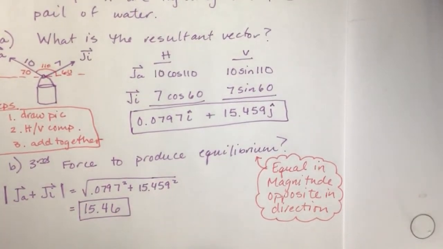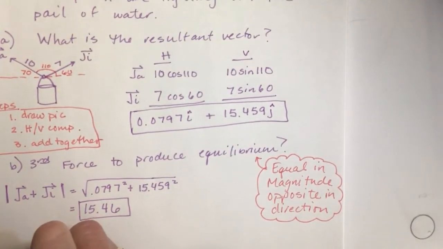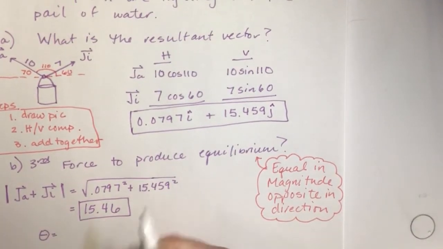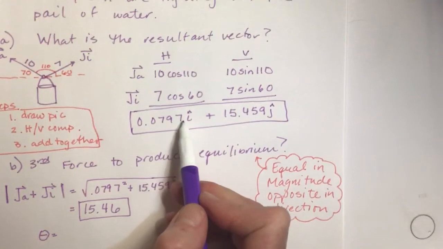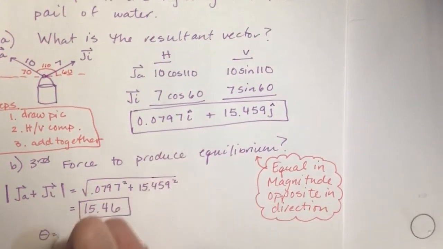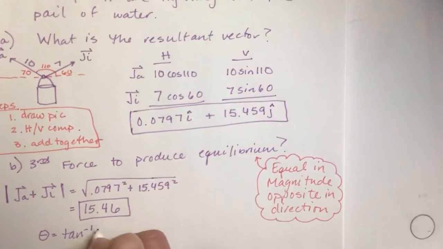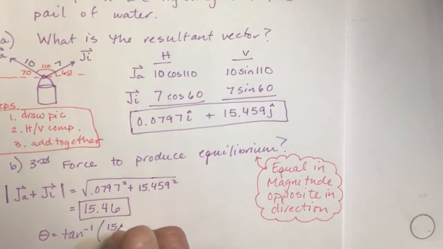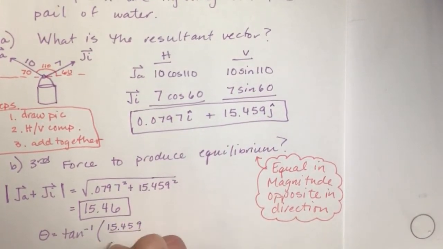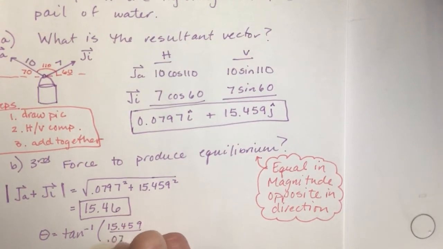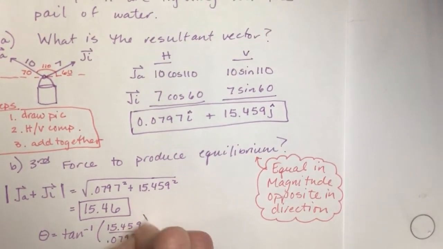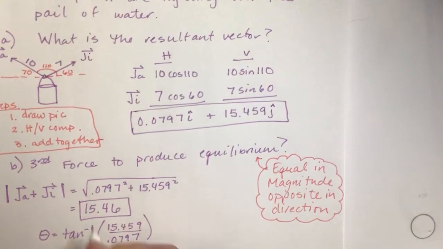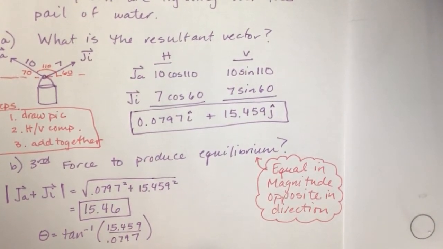And now we need to know the direction. The direction, theta, we know it's in the first quadrant because both of these are positive. So theta is equal to inverse tangent of y over x. So 15.459 divided by 0.0797. This is going to be very close to 90 degrees, and it certainly is, 89.7046 degrees.